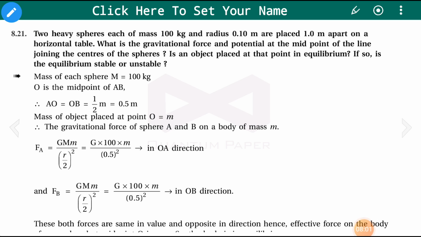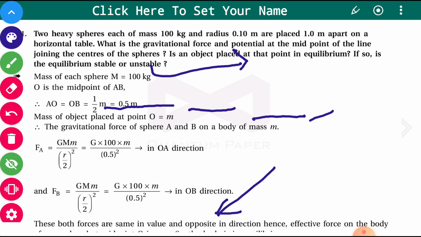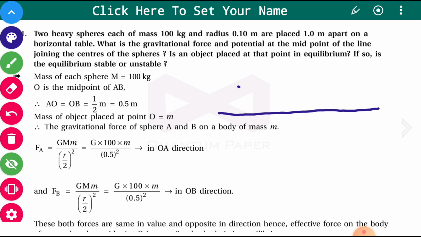Numerical number 8.21. Two heavy spheres, each of mass 100 kg and radius 0.1 meter, are placed 1 meter apart on a horizontal table. So we can say that this is the table on which the two spheres are placed, which have the same mass, that is 100 kg. What is the gravitational force and potential at the midpoint? This is the midpoint of the line joining the two centers of the spheres.